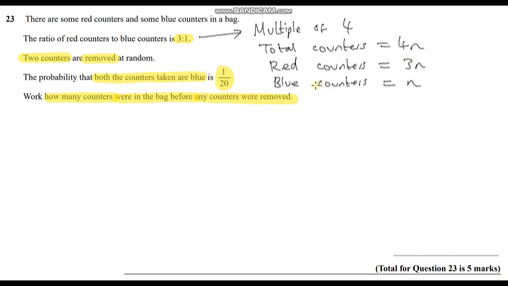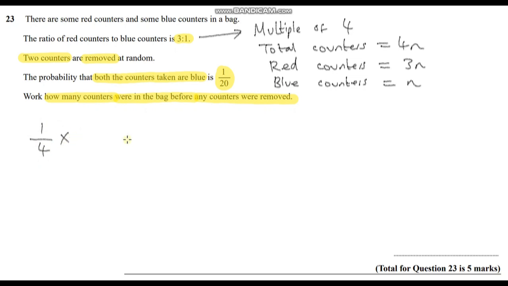So now we can write an expression for the probability. The probability that both the counters taken are blue is 1 over 20. So let's first of all write an expression for the probability. What's the probability of selecting one counter that is blue? So we reach in our bag and we pick out a counter. What is the probability that it is blue? Well, it's going to be 1 out of 4, because out of every 4, 1 is blue. So the probability is going to be 1 out of 4.